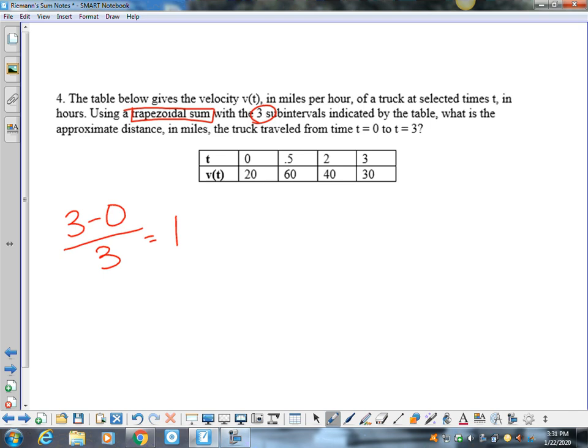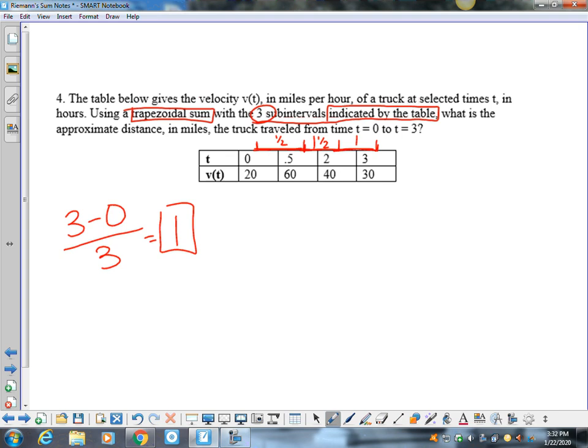It's very easy to just glance over this problem and say, okay, well, I need my intervals to be 1, and then go look at your t values and see that they don't all increase by 1. So we kind of skimmed over this really quickly, and it says 3 subintervals indicated by the table. So the table has already separated into my 3 intervals. So all my widths are not the same. This width is a half. This width is 1.5, and this width is 1. Make sure you're real clear on where those numbers are coming from.